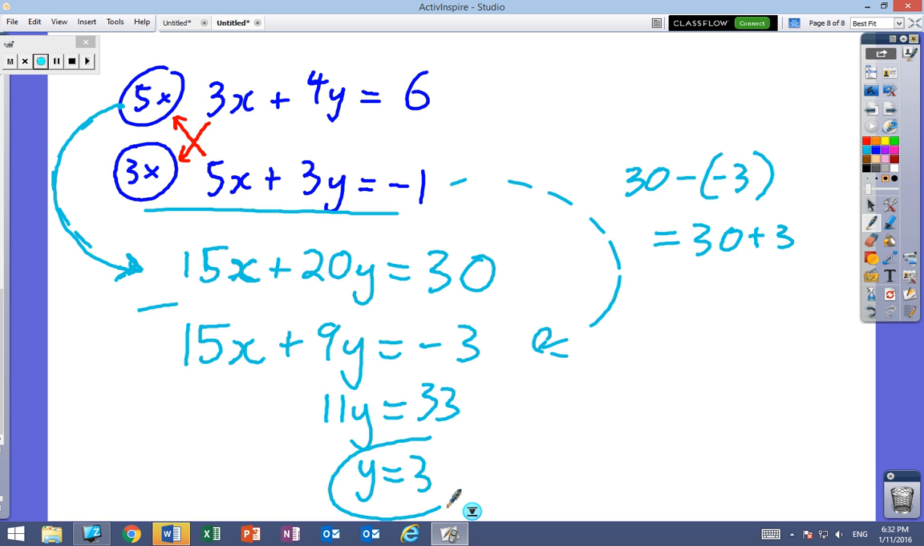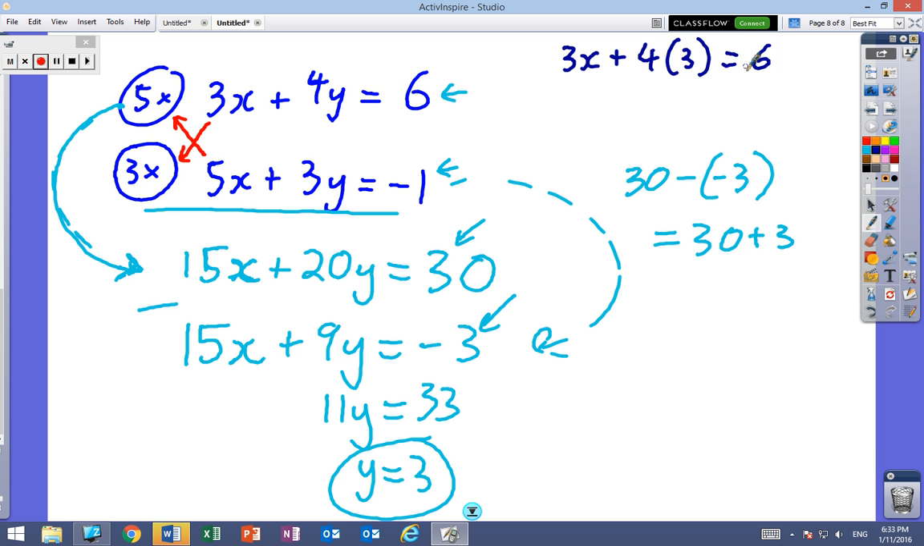And once you've got your answer there, you can go right back to any one of these. You can use any of them. Personally, I like the simplest one. Which one do I like? Let's see, we've got y equals 3. Let's go to this top one. 3x plus 4y equals 6. Now what was y again? Y is 3.